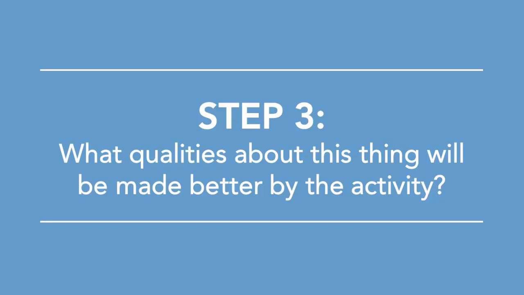Step 3 is what qualities about this thing could be made better by the activity. Now, the thing your activity or action or program is changing will have specific qualities. There will be many different qualities for any single thing, and that's why it's important to be ruthless and focus on what is strategically important. We can't make everything better all at once. So for example, the quality of railway tracks that we want to make better is their safe condition.